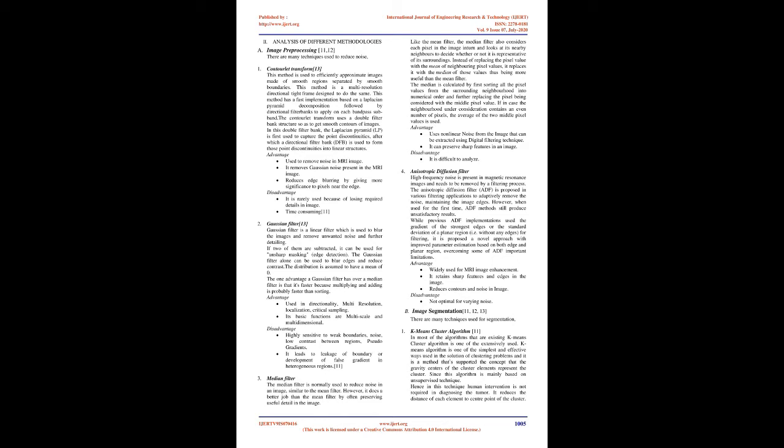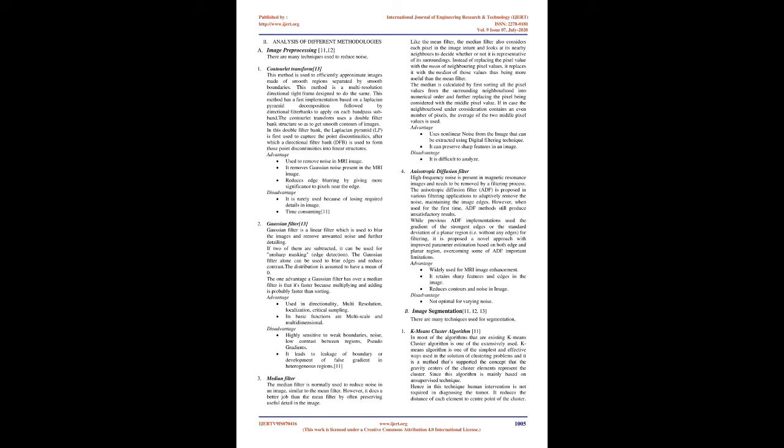A. Image pre-processing. There are many techniques used to reduce noise. 1. Contourlet transform. This method is used to efficiently approximate images made of smooth regions separated by smooth boundaries. It is a multi-resolution directional tight frame designed to do the same. It has a fast implementation based on a Laplacian pyramid decomposition followed by directional filter banks applied on each band-pass subband. The contourlet transform uses a double filter bank structure to get smooth contours of images. In this double filter bank, the Laplacian pyramid, LP, is first used to capture the point discontinuities, after which a directional filter bank, DFB, is used to form those point discontinuities into linear structures.